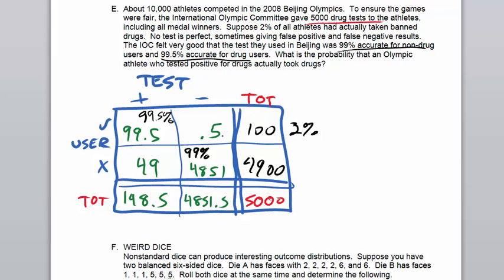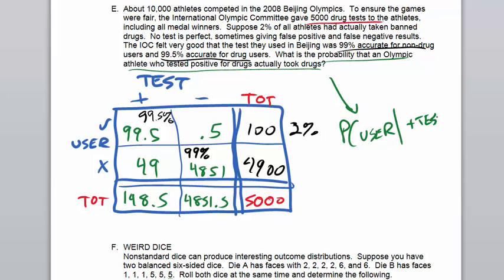All right, strange, but only half a person who uses drugs gets away, and you're feeling really good about this. I'm catching everybody. I may or may not miss a person, depends on which way this one rounds. I feel a little bit bad about those 49 people who did nothing wrong. They were not users, but I'm going to catch them. I'm going to catch almost everybody who was a drug user, and so maybe I'm feeling really good about that. Let's see how this works out. What's the probability that an Olympic athlete who tested positive for drugs actually took drugs? So conditional probability. What's the probability that I am a user given that I have a positive test?